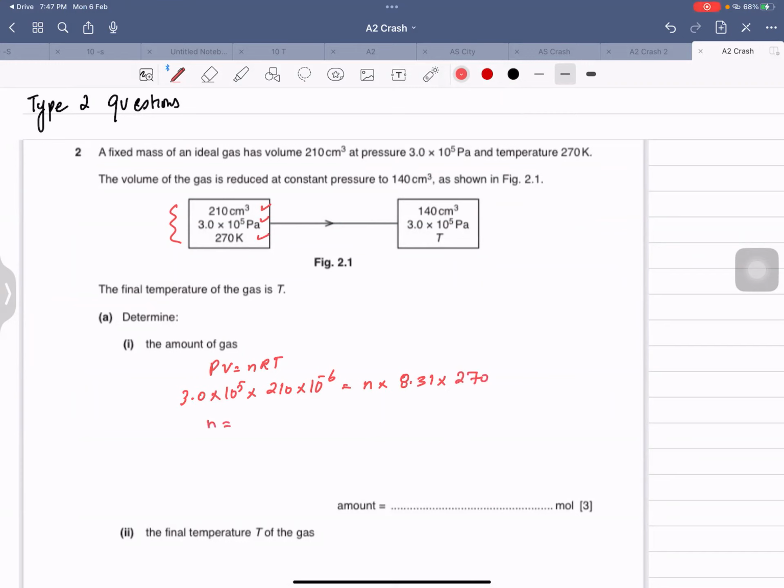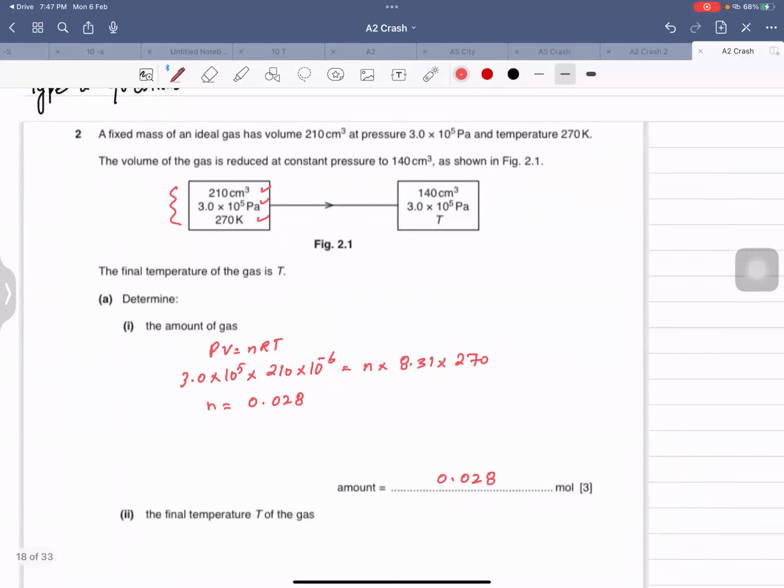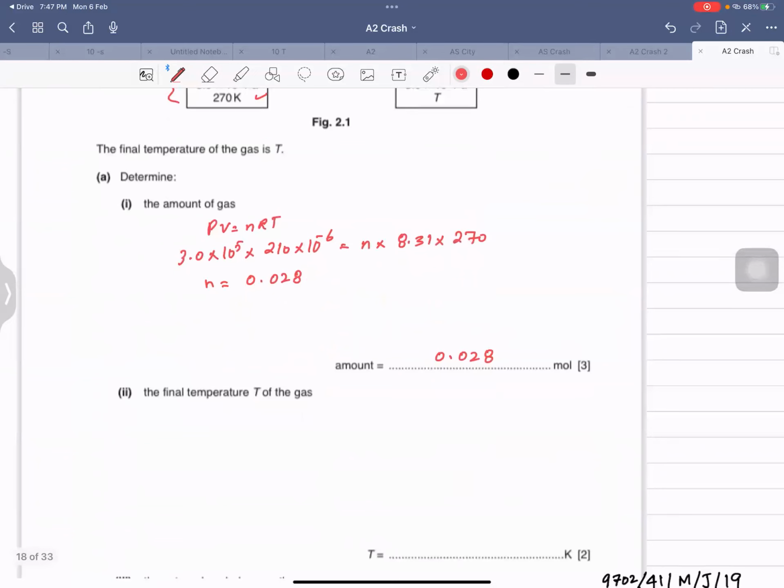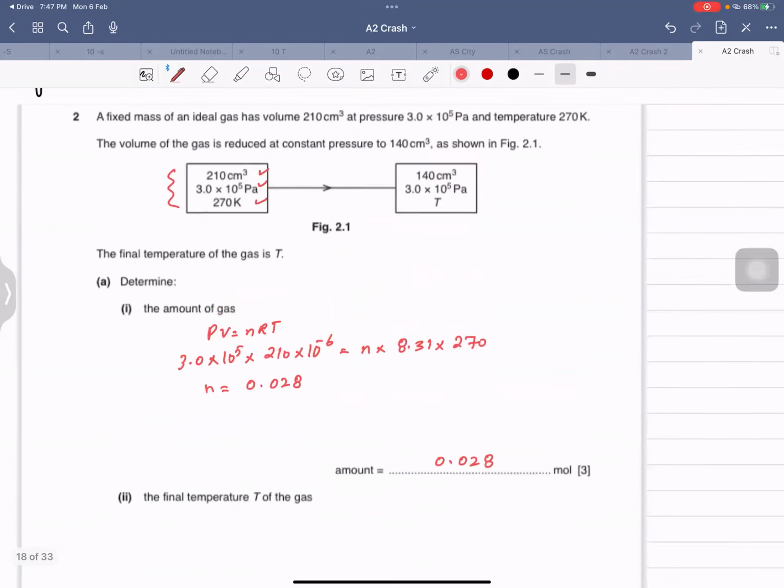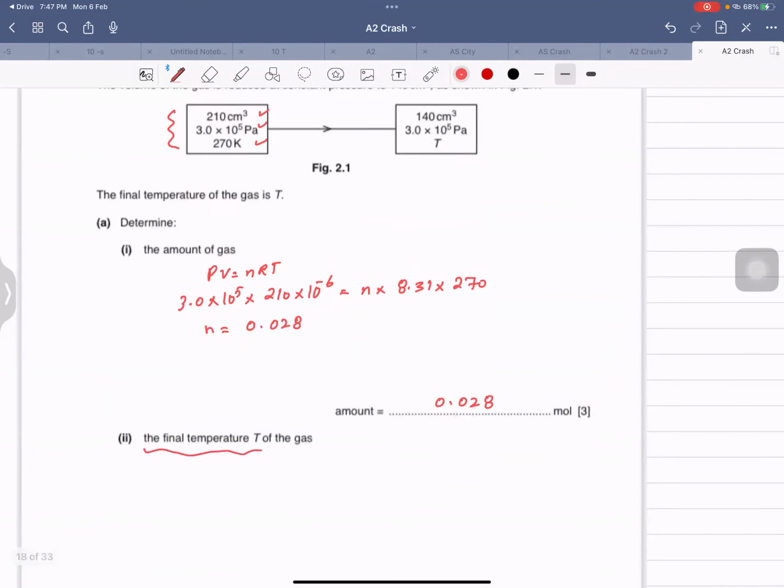And what is n then? 3 marks for this. Oh my God. This is unfair. 0.028. Easy marks. 0.028. So this is unfair to so many people. So easy. All right.